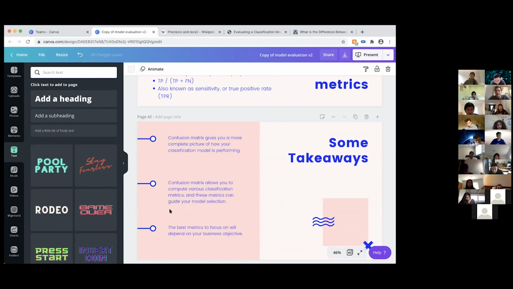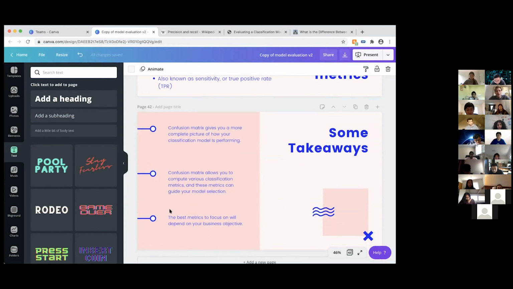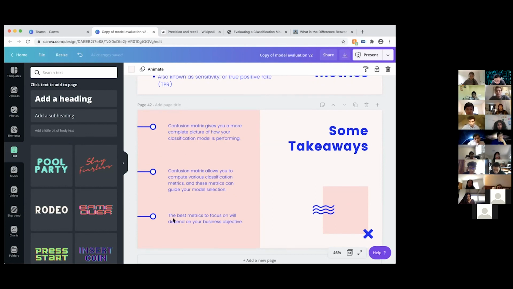Some other important takeaways of today. First of all, the confusion matrix is awesome. It's going to give you a more complete picture of how your model is performing. Visually, it's helpful for someone who's trying to get a sense of how well your model is doing, but also quantitatively, it'll help us compute various classification metrics like our precision and our recall. And finally, the best metrics to focus on will depend on the business objective of your project.